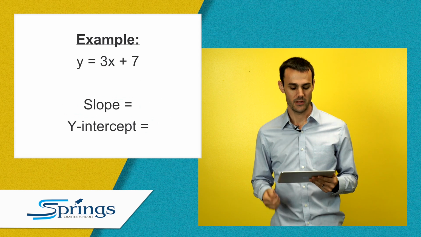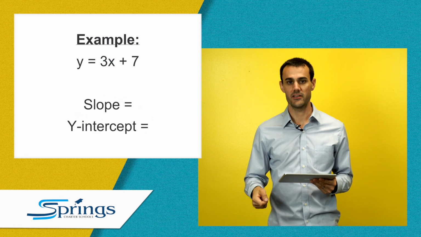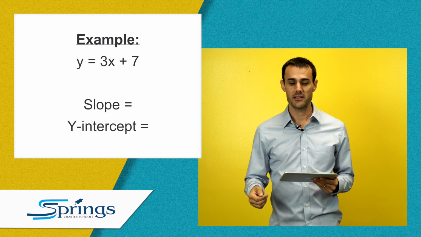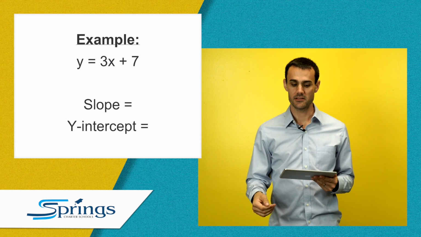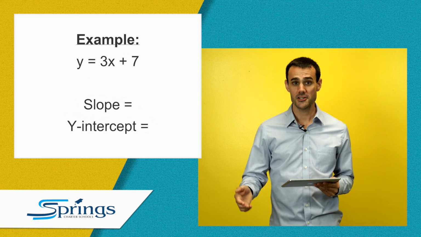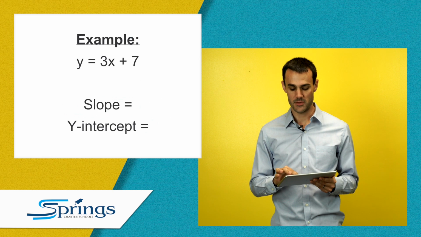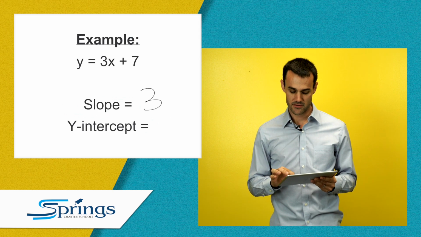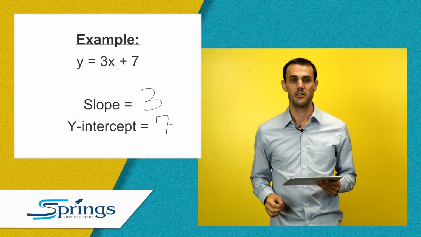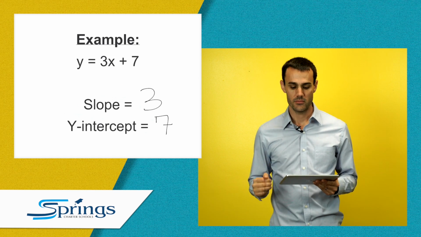Here's the equation. y equals 3x plus 7. Go ahead and pause the video, fill in the slope and the y-intercept, and turn it back on when you're ready for the answer. All right, what did you get? Well, my answer for slope is 3, because that's the number in front of the x value. And the answer for the y-intercept is 7. That is the number here on the end. Pretty simple.